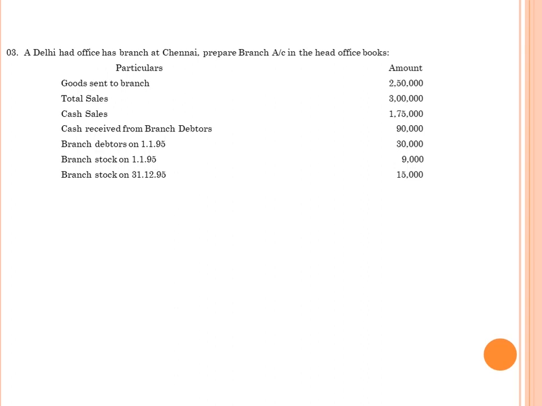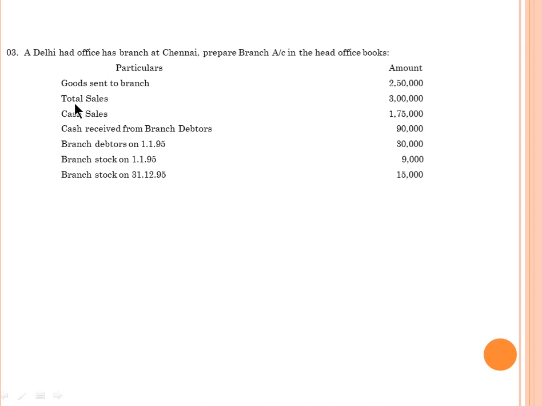See my dear, in this problem also we have two opening balances of assets, branch debtors as well as branch stock. At the closing, branch stock only is given, debtors not given. So debtors is here the missing figure. So closing debtors we are going to work out with the help of the branch debtors account.